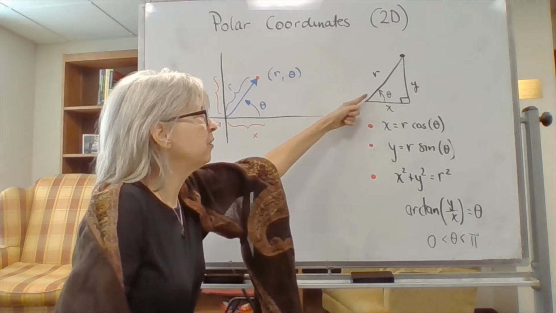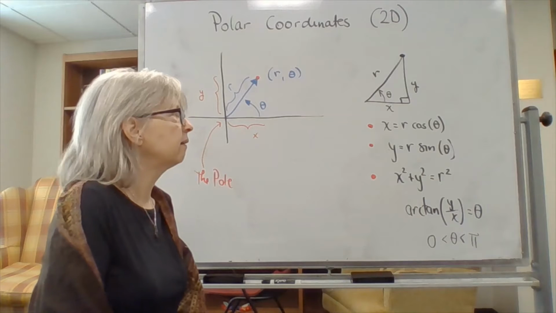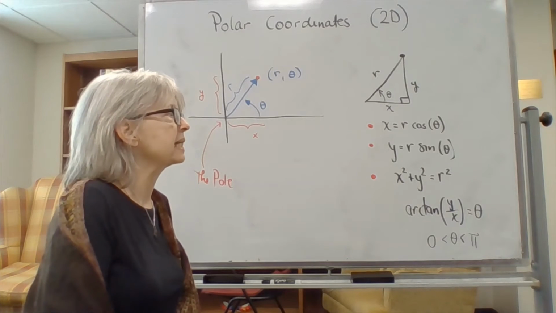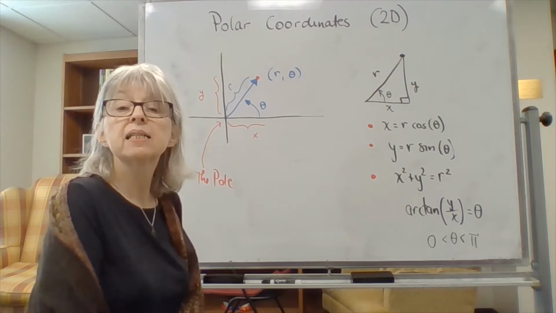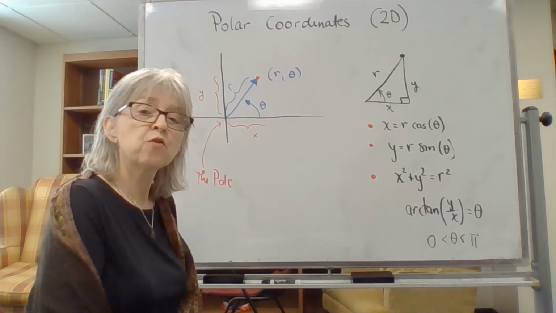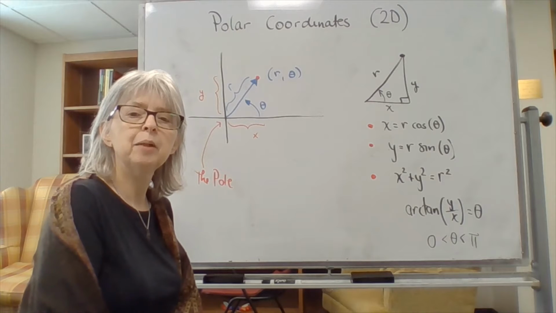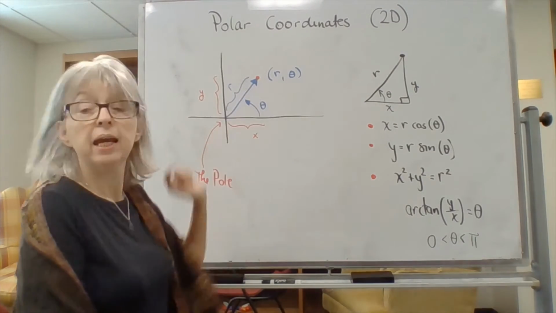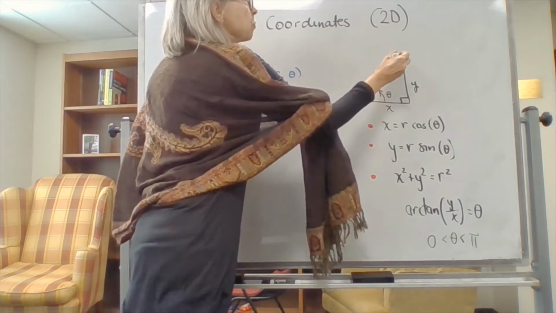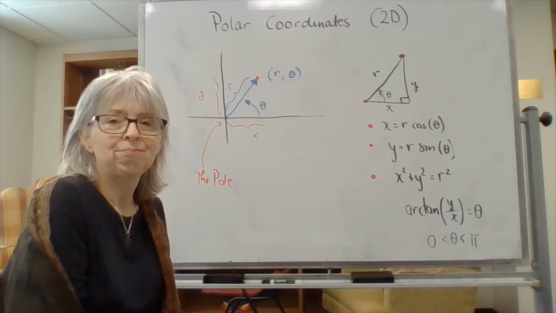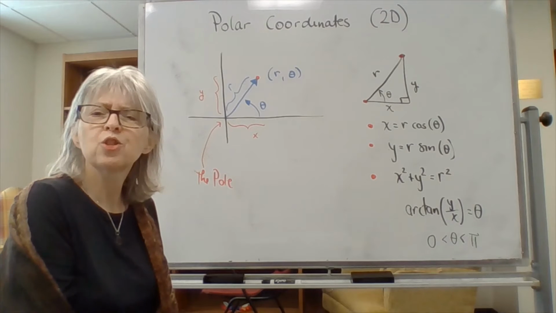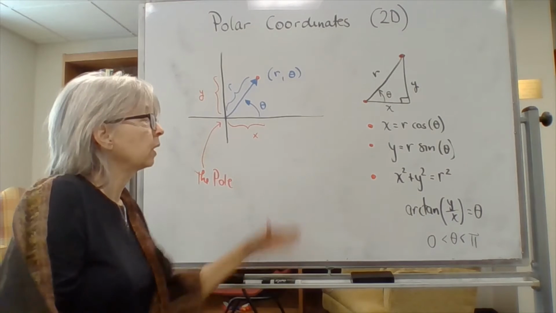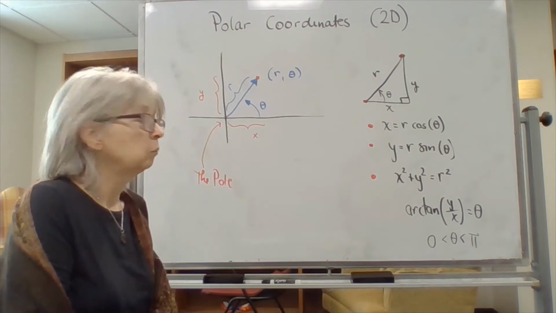Cosine of theta is adjacent over hypotenuse. So cosine of theta is x over r. Manipulate, and I get x is equal to r cosine theta. Sine of theta is opposite over hypotenuse. So y over r is equal to sine of theta. Manipulate, y is r sine theta. And because r is the distance between the pole and my point, it's just the distance, which is change in x squared plus change in y squared with a square root wrapped around it. So x squared plus y squared equals r squared. Those are the three that you will need more often than not.